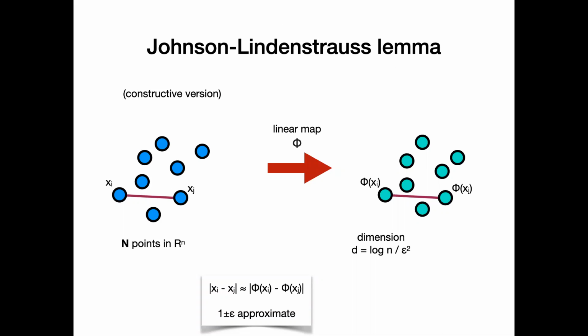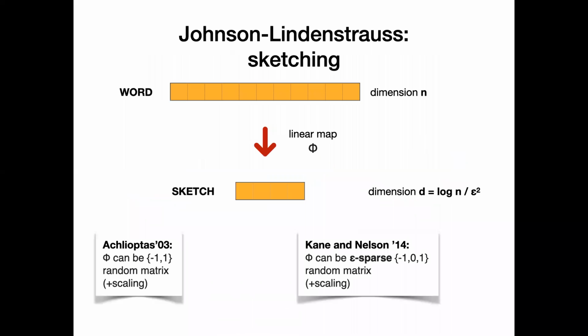And in fact, such a linear map is not only existential, but it can be very easily constructed. In fact, choosing a random linear map is almost always good. So our takeaway message about Johnson-Lindenstrauss is that if you have a word, and we think of a word as just a long vector of dimension n, we can just apply a linear map and construct a very short vector, which will be a sketch of this word.